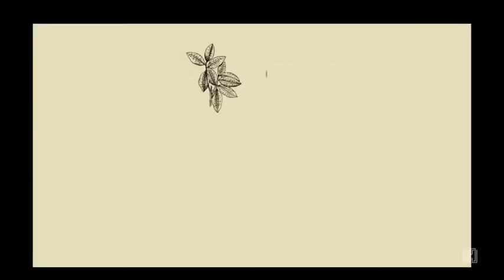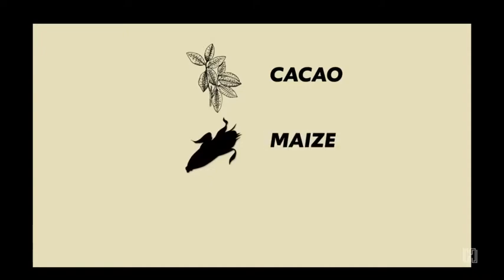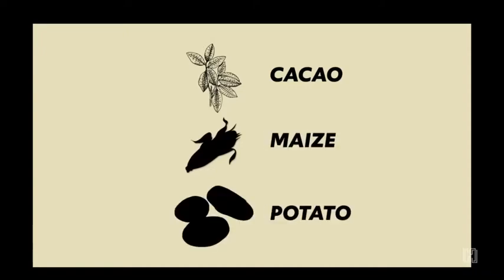But there's also some food that traveled from the west to the east. The Mesoamericans introduced some very important food items to the Europeans. For example, you had cacao, also maize, which is a kind of corn, and potatoes, which is a kind of potato.